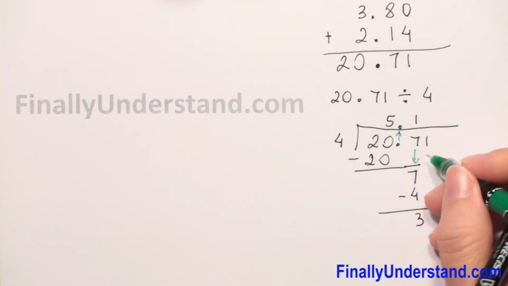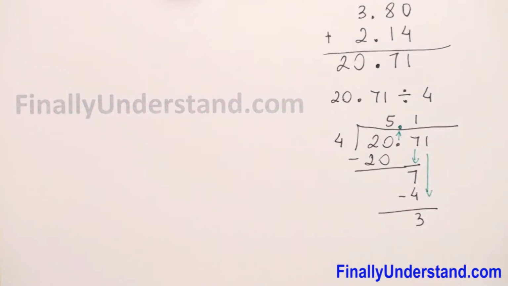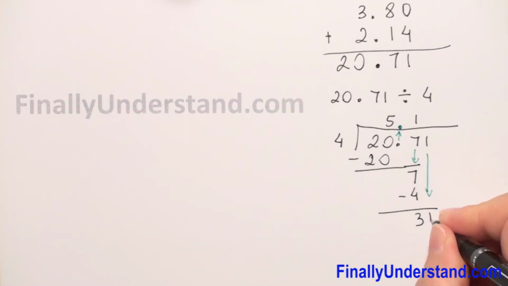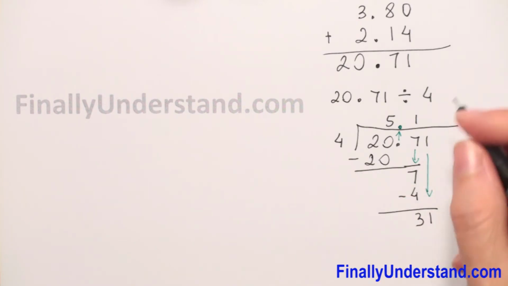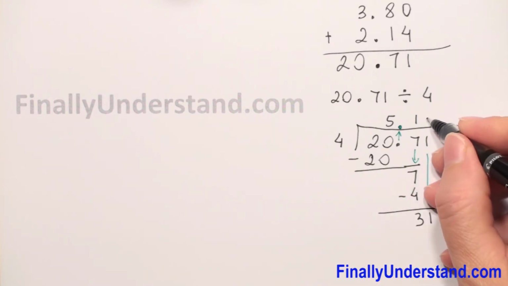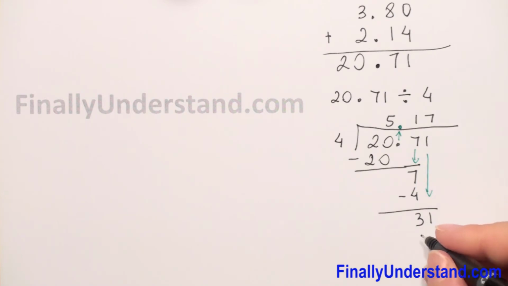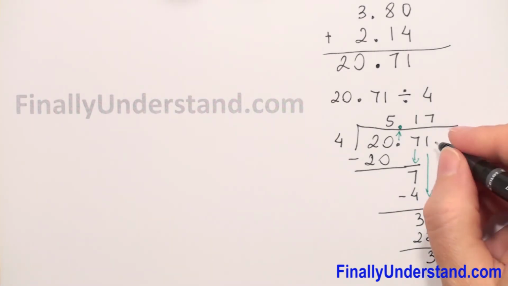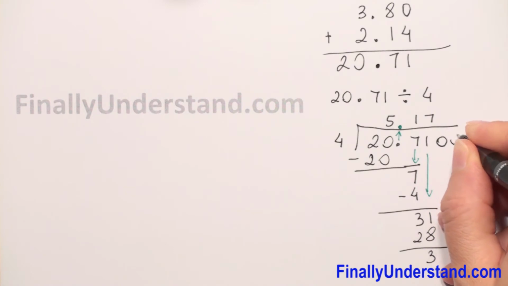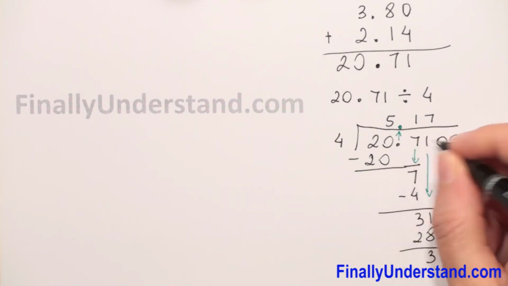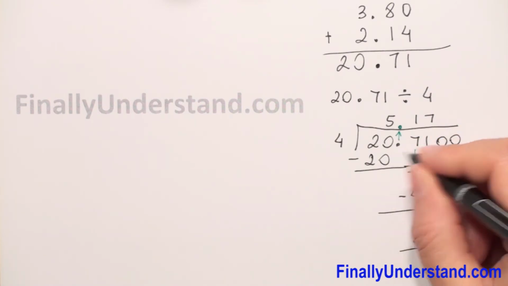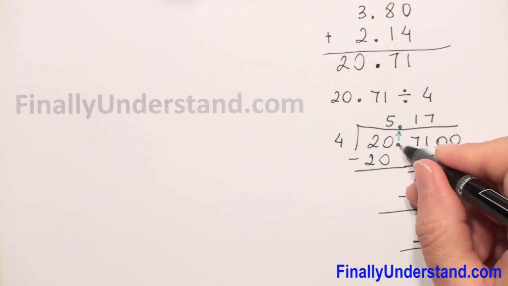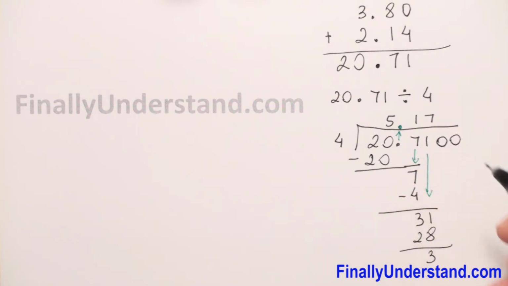Next we have to take down the next digit. So this is 31 divided by 4. So this is 7. 7 times 4 is 28. 31 minus 28 is 3. Because we didn't finish the long division, we can always add zeros to our dividend. It doesn't change the value of our number when we add zeros after the decimal point and the last digit.